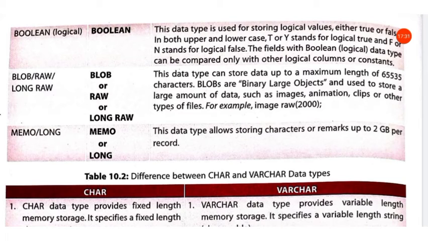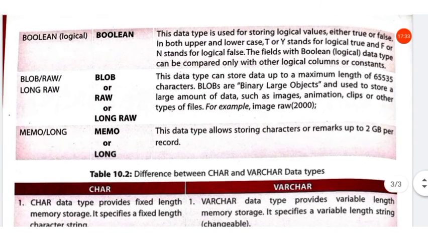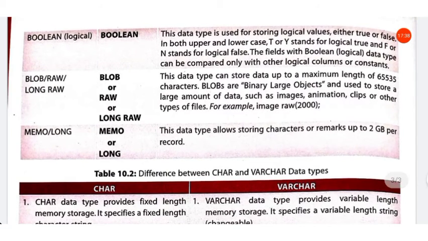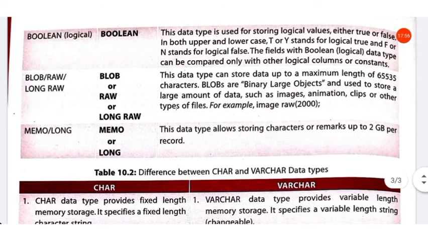The next is blob, row, long row. This data type can store data up to maximum length of 65,535 characters. That is binary large objects. Blob means binary large objects and is used to store a large amount of data, such as images, animations, video clips or other types of files.